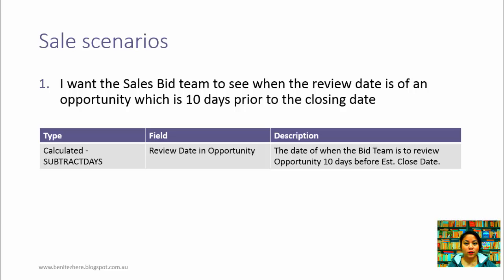Okay, so now I'm going to jump into two simple sales scenarios, just to get you into how it can be used before I show you the membership scenarios. The first one, in terms of how you can use calculated fields, is being able to see a date 10 days before the close date, so that the sales bid team working on an opportunity know when the due review date is.